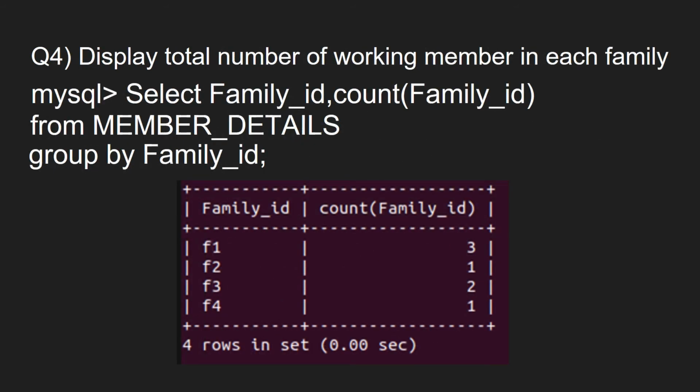In this query, we want the total number of working members of each family. So, in this query, the count function will be used, which we have already seen in the previous query. The basic logic behind this query is that all the working members are listed in the member details table and the members from the same family will have the same family ID, so we will count the number of times the same family ID is repeated in the member details table. Therefore, the query for this will be select family ID, count family ID from member details group by family ID.